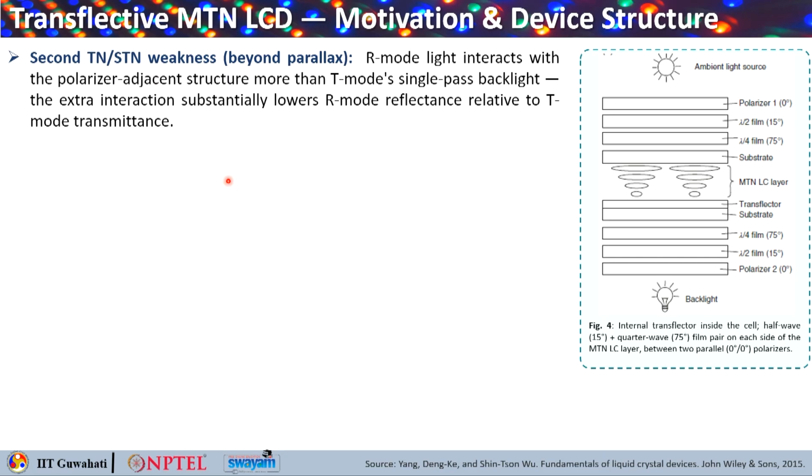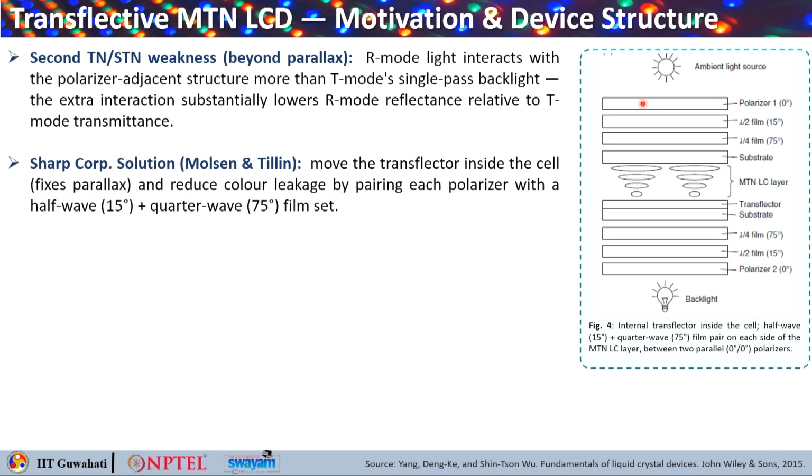So the second twisted nematic or super twisted nematic weakness beyond parallax is that in the reflection mode, light interacts with the polarizer-adjacent structure more than the T mode's single-pass backlight. This extra interaction of the reflection mode lowers the reflectance relative to the T mode's transmittance, because the reflection mode has to go through it twice, right? So what is a solution for that?